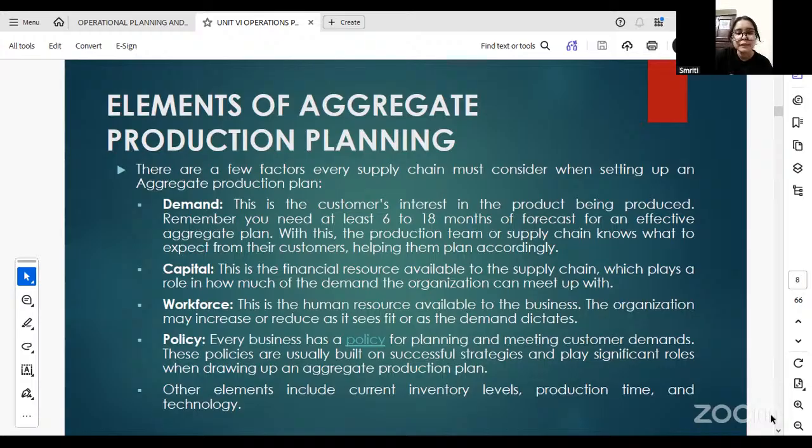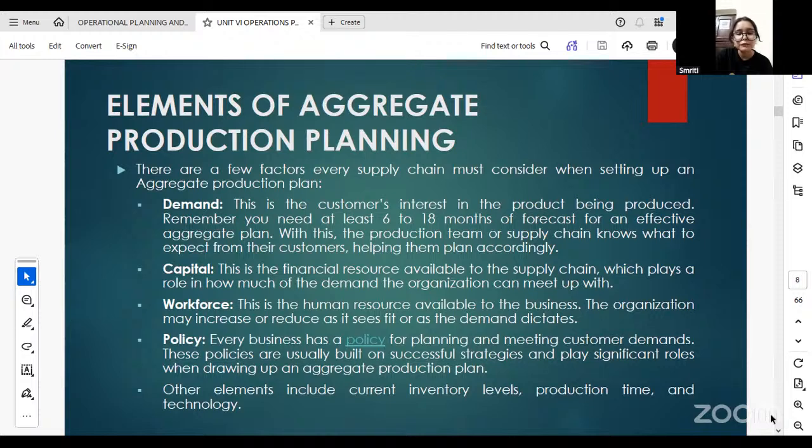Elements of aggregate production planning. There are a few factors every supply chain must consider when setting up an aggregate production plan. Demand. This is the customer's interest in the product being produced. Remember, you need at least 6 to 18 months of forecast for an effective aggregate plan. With this, the production team or supply chain knows what to expect from their customers, helping them plan accordingly.